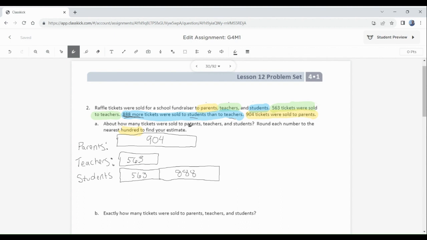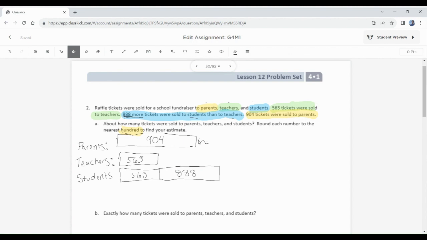So a very common mistake that I would see is that students would think that 888 tickets were sold to students, but that's not the phrasing of the sentence here. 888 more tickets were sold to students than to teachers. So again, students bought the same amount as teachers and 888 more. So letter A says about how many tickets were sold to parents, teachers, and students. Round each number to the nearest 100 to find your estimate.